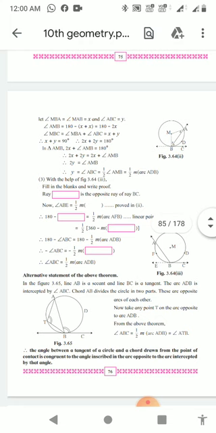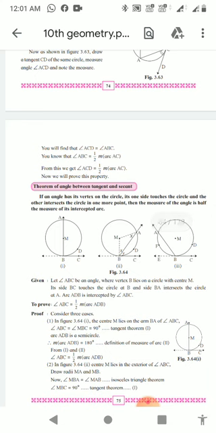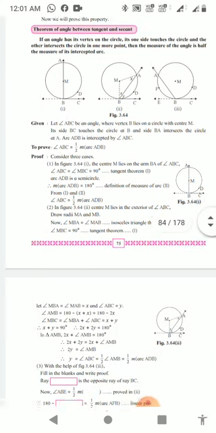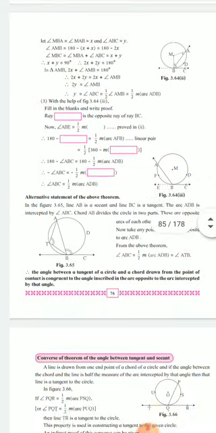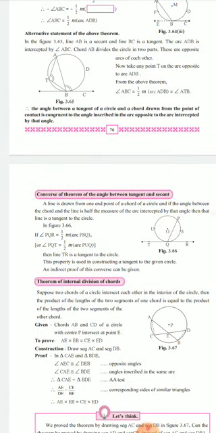Then we saw some important theorems, like the angle between tangent and secant theorem. We have also studied the converse of that theorem. Then we have seen the theorem of internal division of chords.